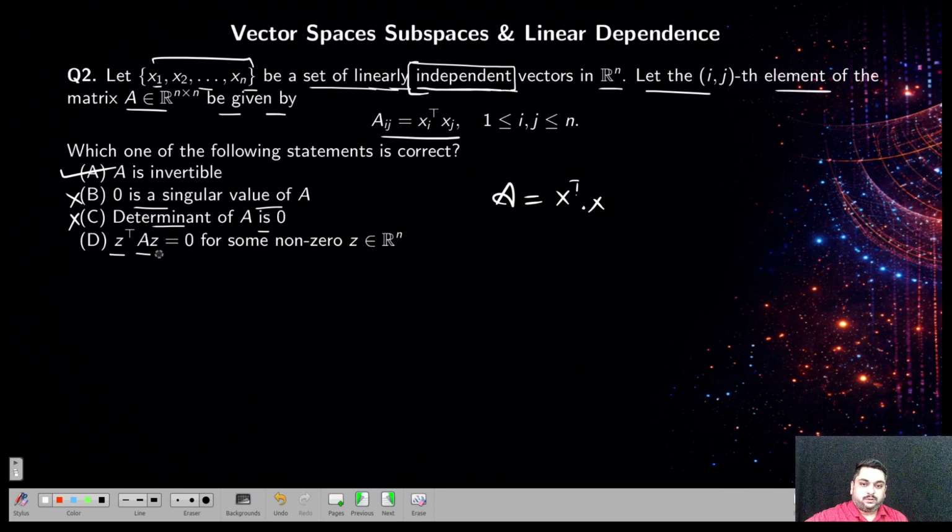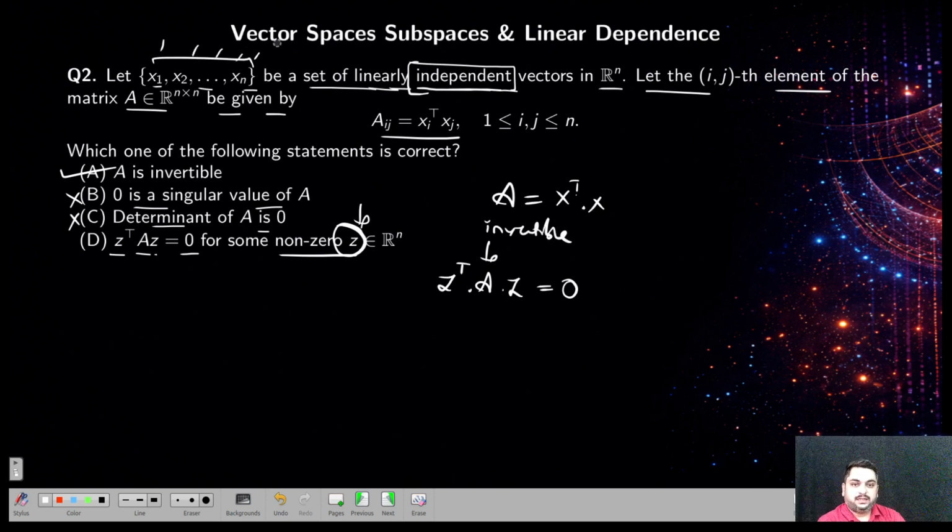Z transpose into A into Z equal to 0 for some non-zero Z. They are saying Z transpose A Z is 0 for some non-zero vector Z. Is it true or false? See, for this to happen, this has to be 0. We already know A is invertible, because it has linearly independent columns. So for this to become 0, definitely Z has to become 0. So this contradicts the statement that it is non-zero. Hence it is false. So this is how you have to apply the properties.